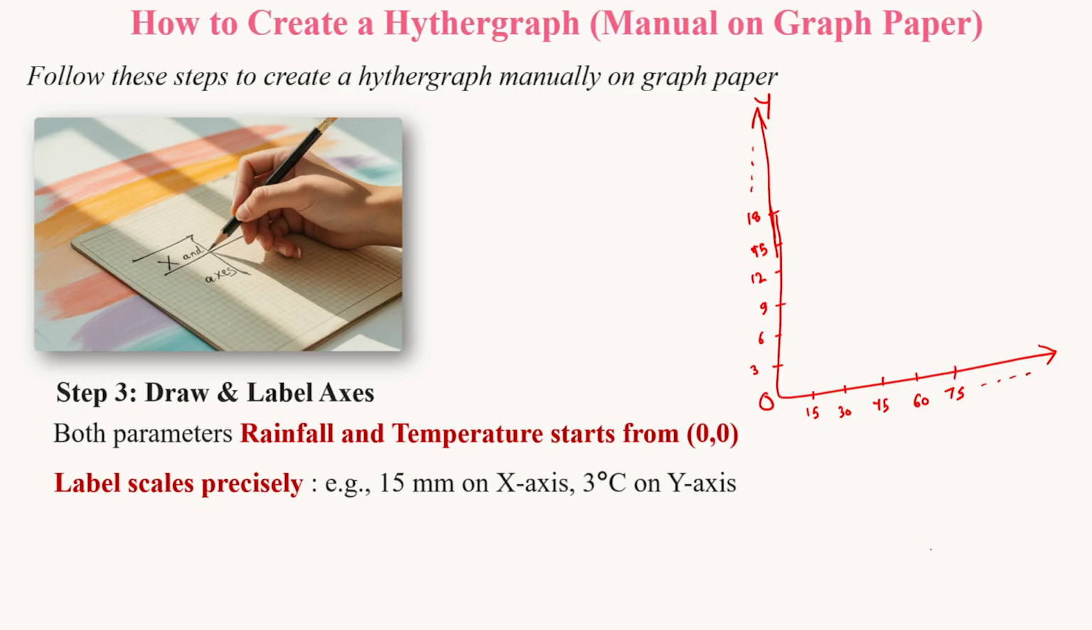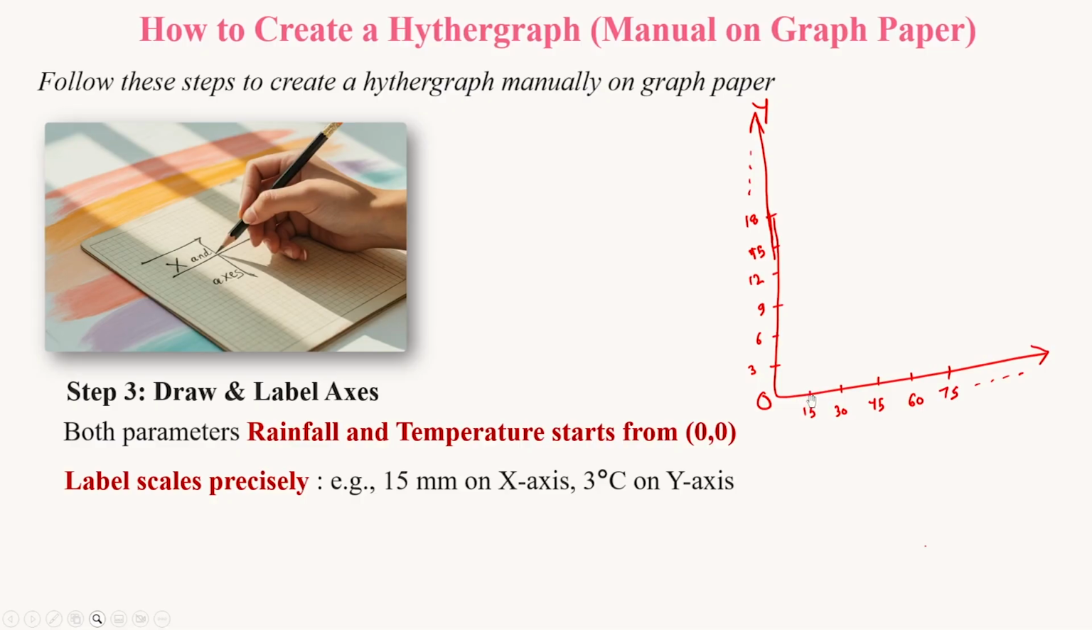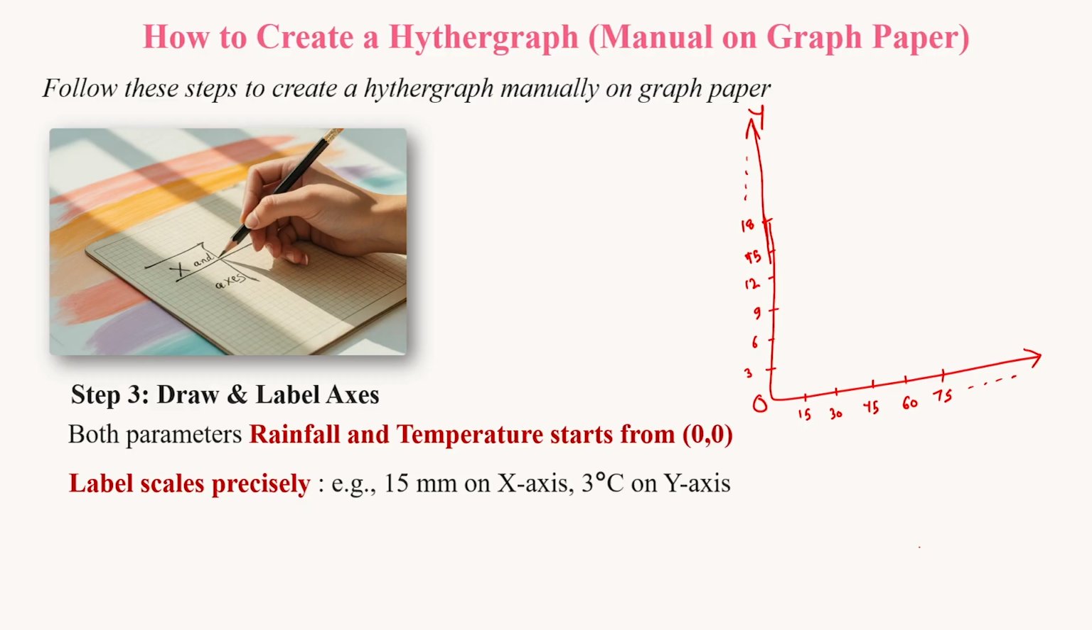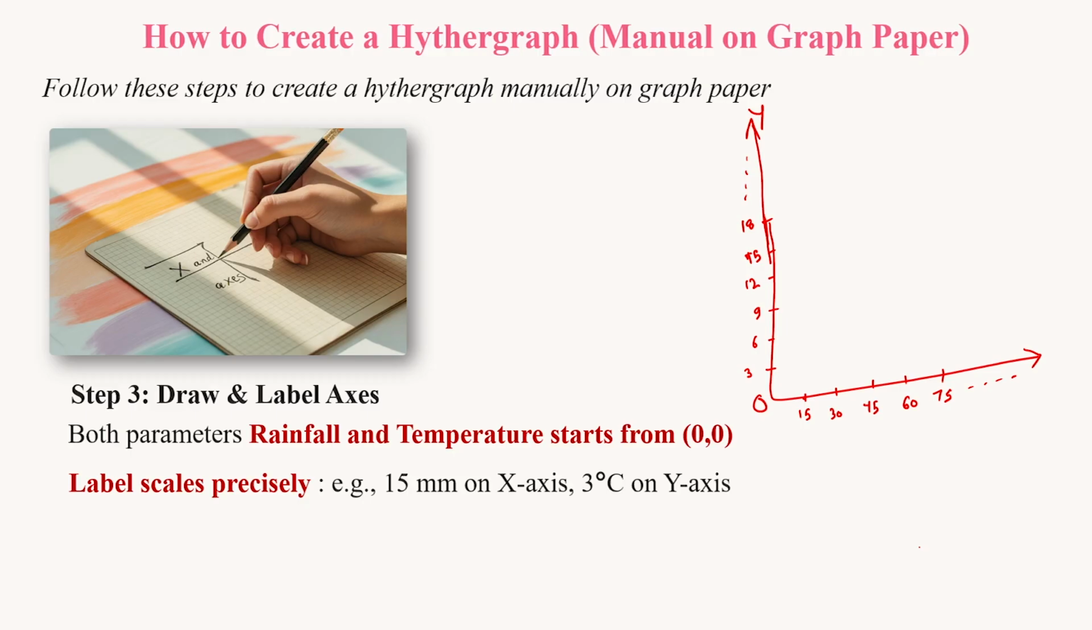So, we will plot it on the graph paper. Suppose we have data for rainfall of 15 mm. We will first locate where 15 mm is on the graph. Suppose it is here. The same thing we will follow for the y axis. Suppose this location has a temperature of 6 degrees. So, we will plot where 6 degrees is. So, here is 6 degrees.